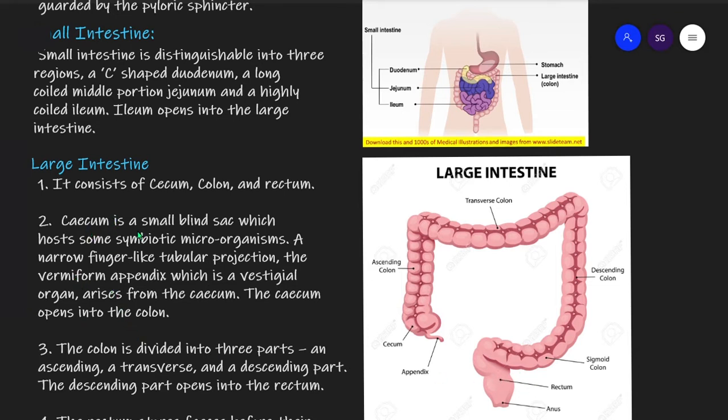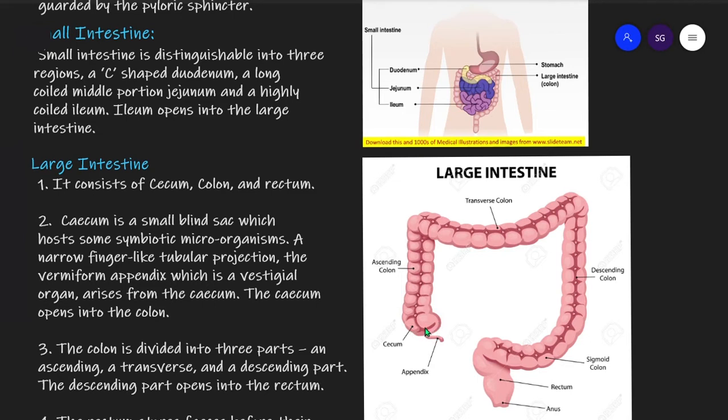Now, the cecum is a small blind sac. Why is it blind? Because it is closed on one side, so it is called blind. And sac, because it is a pouch-like structure, so it is called sac. So the cecum is a blind sac which hosts some symbiotic microorganisms. In this cecum, there are a lot of symbiotic microorganisms.